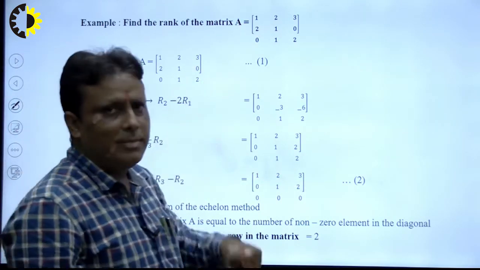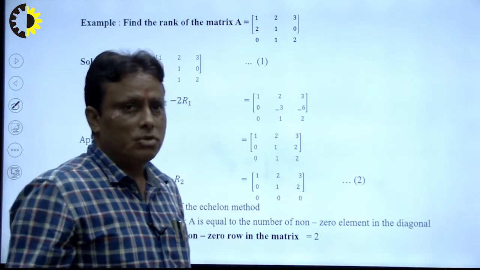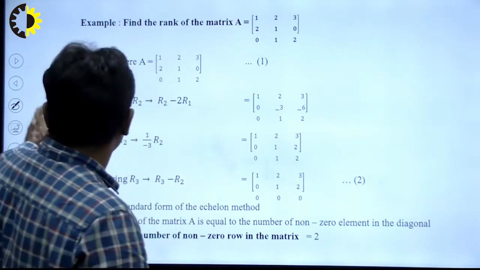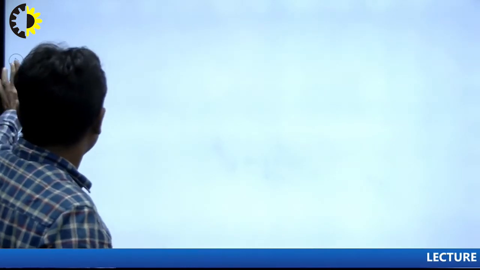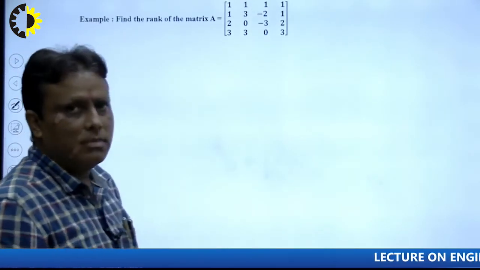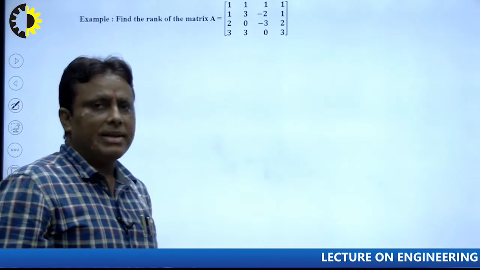Suppose the matrix is in rectangular form. Then we cannot use the determinant method. In this case we find only the echelon form. Suppose this is our next problem: find the rank of a matrix, right?